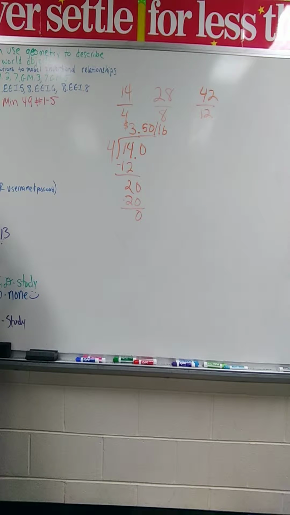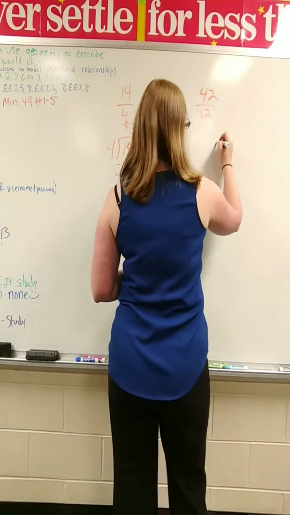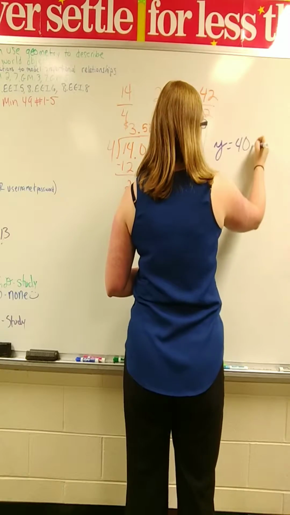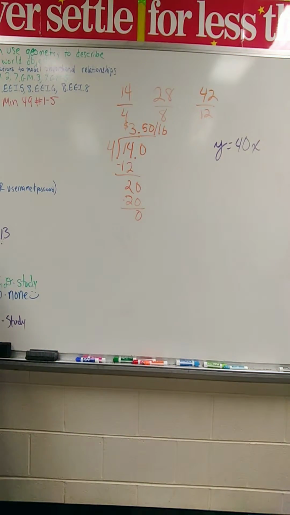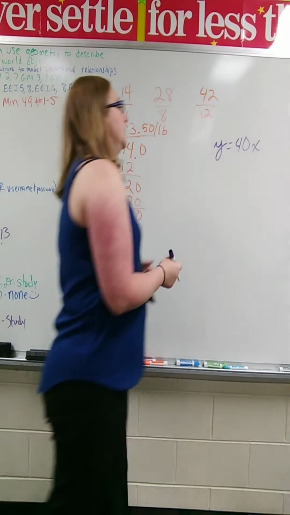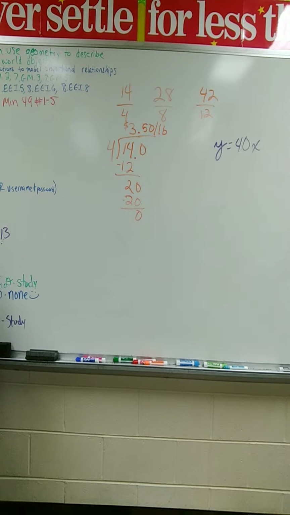Look at example 2, please. Example 2. If we have the equation y equals 40x, where y represents the distance in miles and x represents the number of hours, determine whether there is a constant of variation. If so, explain what it means.